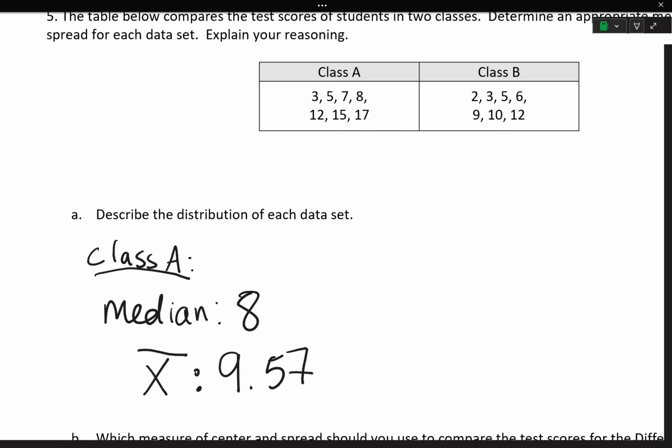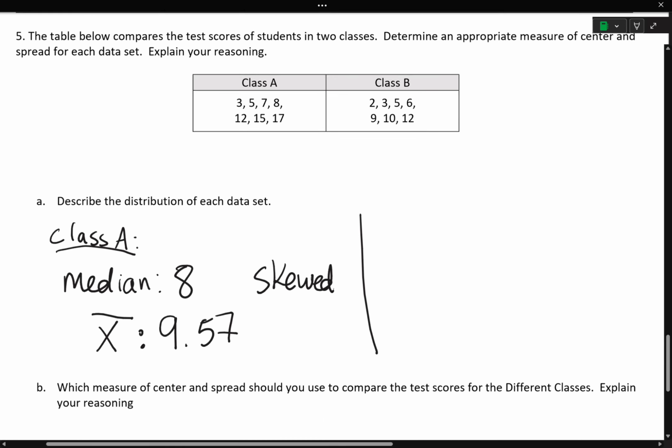So you need to decide now, is this data skewed or symmetric? It's skewed. It is more than 1 apart. So 8 and 9 would have worked. 8.57 and 9.57 would have worked. But 8 and 9.57 is more than 1 apart. Okay? Now let's do the same for class B, because the question asks us for each data set.